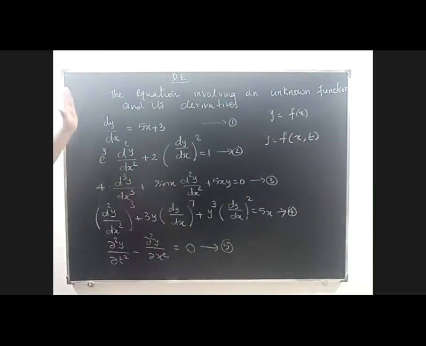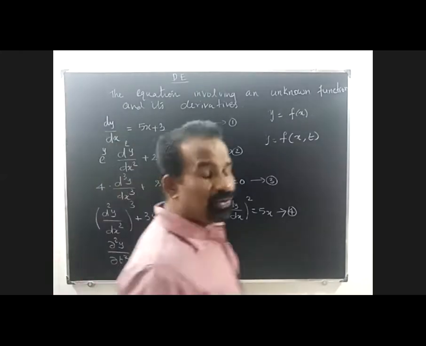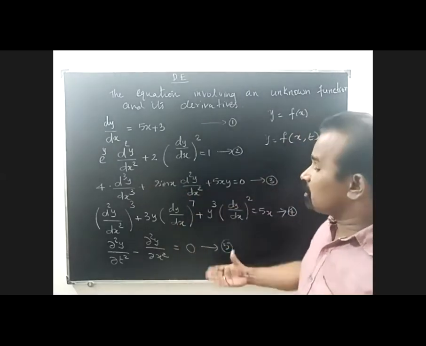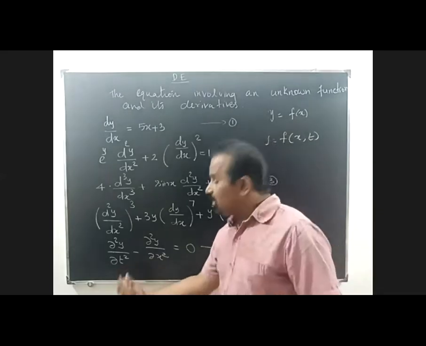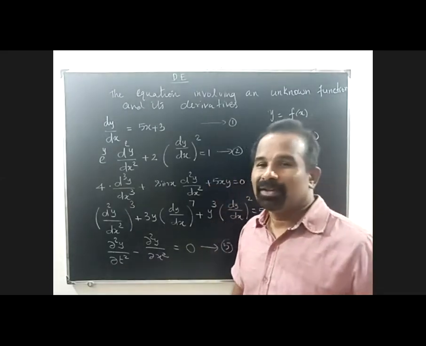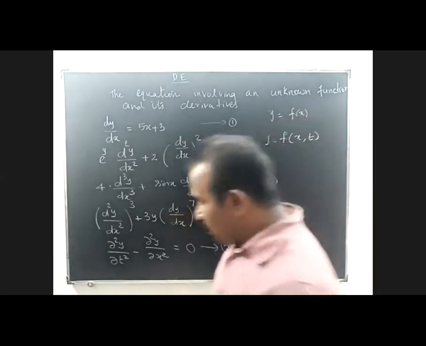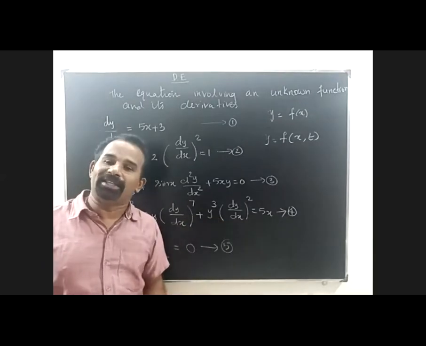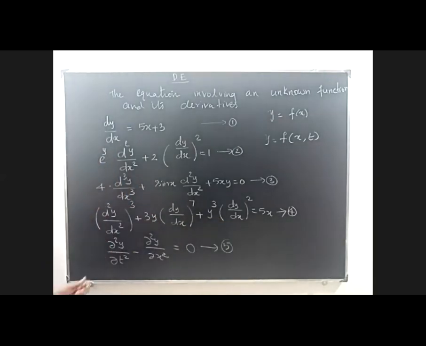Okay. Then, order of the differential equation. The order of the differential equation is the order of the highest derivative that appears in the equation. So what is the order of each equation? Here order is 1. Here order is 2. Here order is 3. Here order is 2. Here order is also 2. Okay. So this is the order of the differential equation.